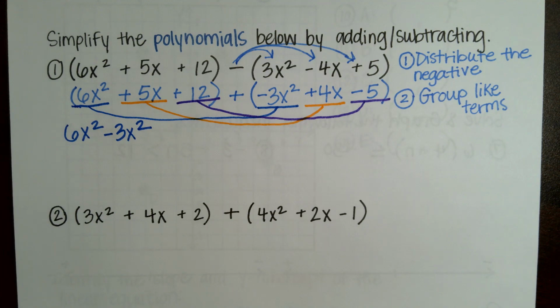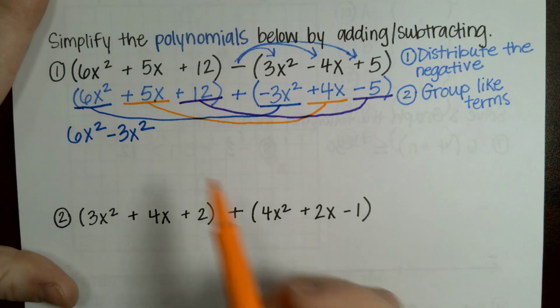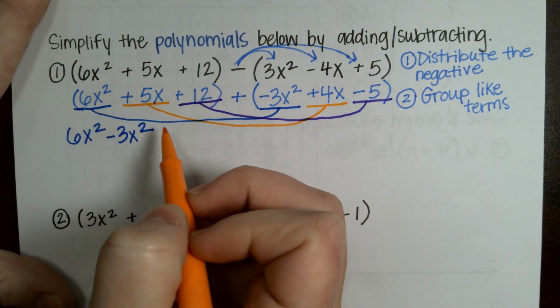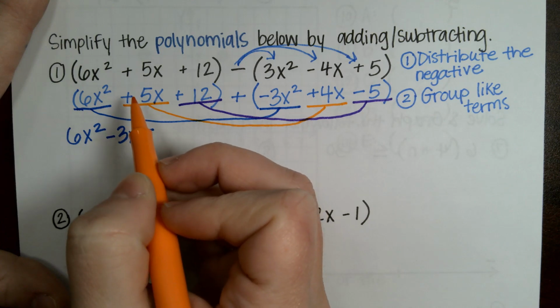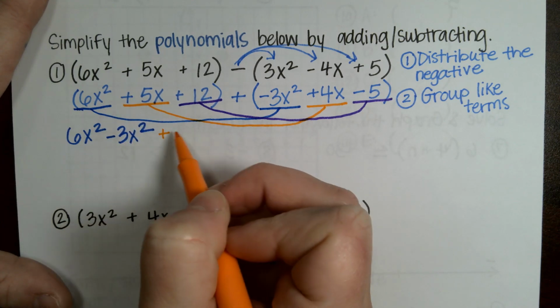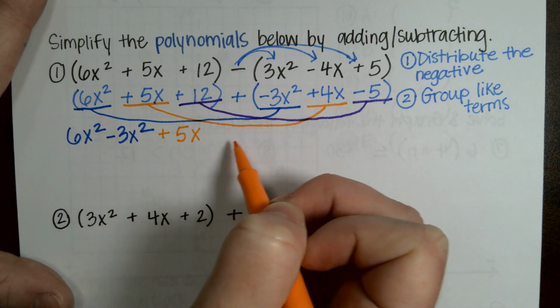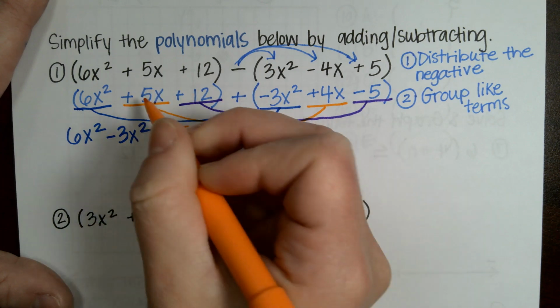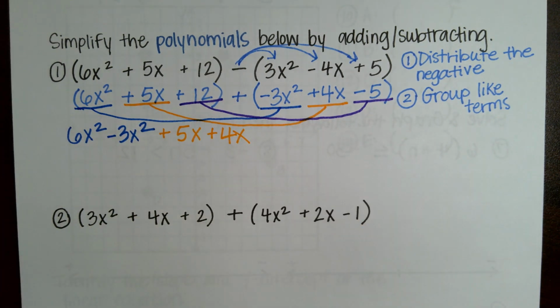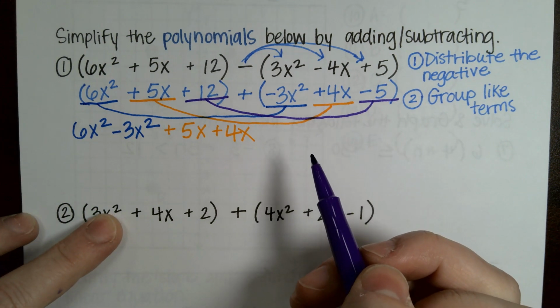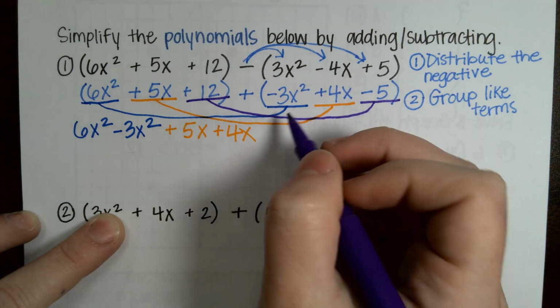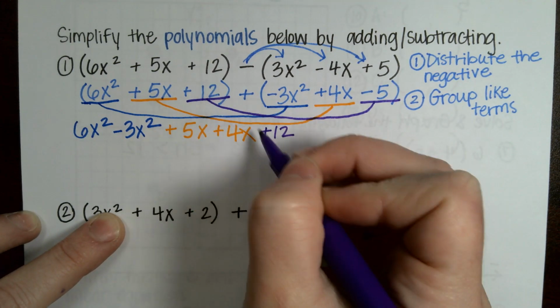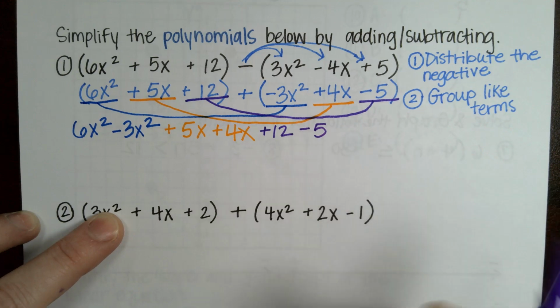We're going to group them all first, though. Okay, so we just did that. How about our x terms? What should I put next? 5x. Yeah, you're all right. I'll bring down that plus. Plus 5x. Then what? 4x. Good. Plus 4x. We're just bringing down exactly what was already above us. And last but not least, what am I writing now? Plus 12. Minus 5. Good. Plus 12 minus 5.